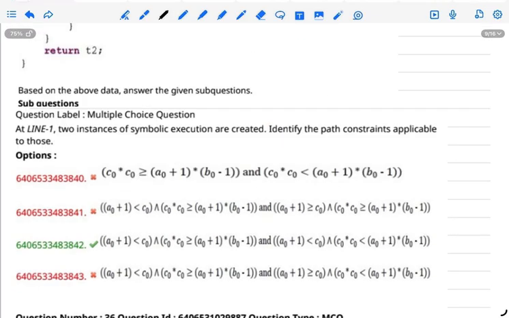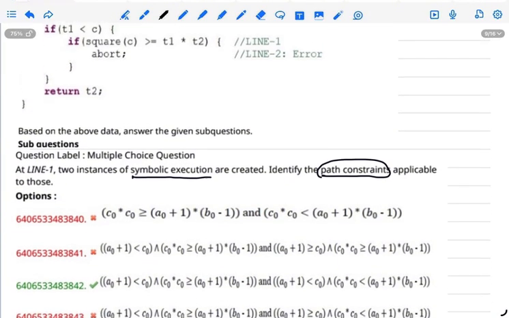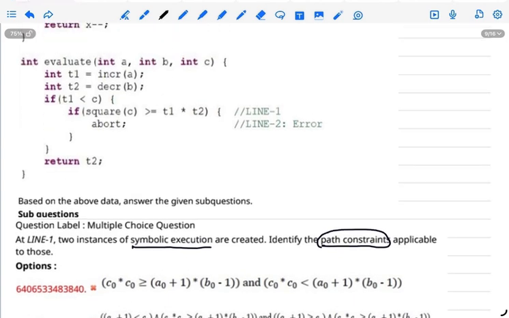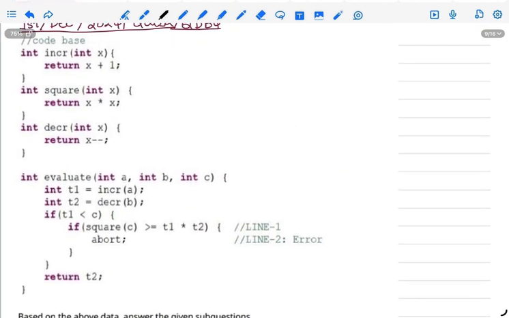At line 1, 2 instances of symbolic execution are created. So this question is related to symbolic execution. Identify the path constraints applicable to those. From the 4 options we will identify which option is correct. In this type of question, drawing the flow chart makes it very easy.